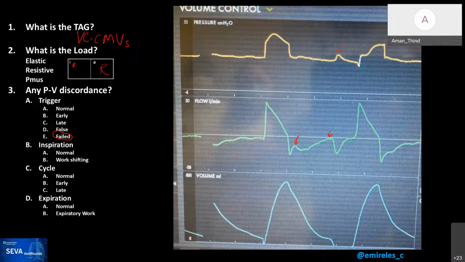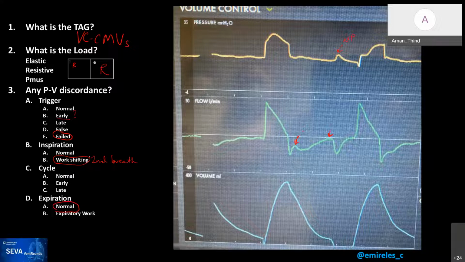So that's the trigger, the inspiration. There's some work shifting in the second breath, which is an active, patient-triggered breath. And cycle, again, maybe the first one is early, but I'm not going to read too much into it. And expiration, there's no expiratory work. There's this missed cycle, but for the most part, expiration's normal.